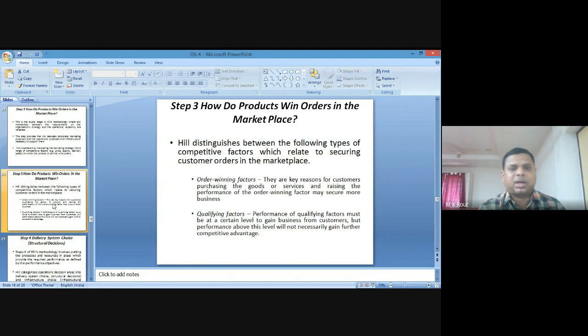The next part is how the product wins orders in the marketplace. Hill distinguishes between the following types of competitive factors related to securing customer orders in the marketplace. One is order winning factors. They are the key reason for customers purchasing the goods or services, and raising the performance of order winner factors may secure more business.